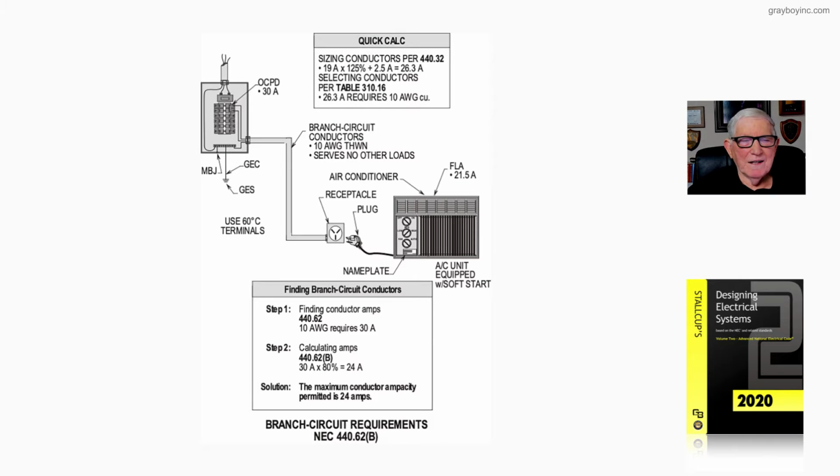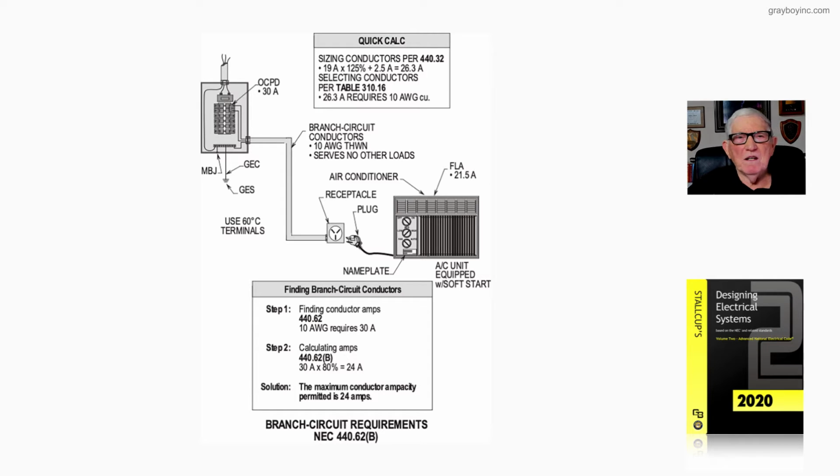Now this figure 19-24A deals with the branch circuit requirements in accordance with 440.62B. And it basically deals with the 80% rule. Now, I don't mean to be too simple here, but we know as designers and installers, if we take 1 and divide it by 125%, we come up with the 80% rule.